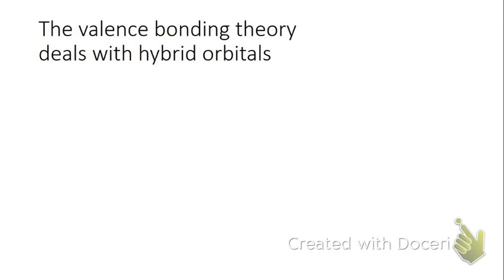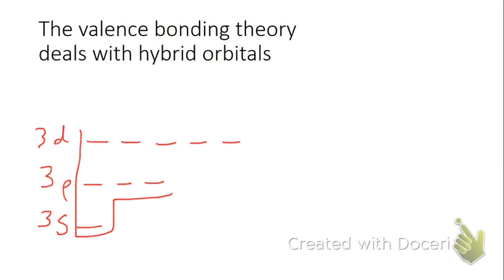Plus, we can bind things to 6 different things, correct? And this is where we get expanded octets. This is the reason why we get expanded octets. So, now we have an S, P, and D. So we have an S, P, and D. So we can hybridize all of these together.